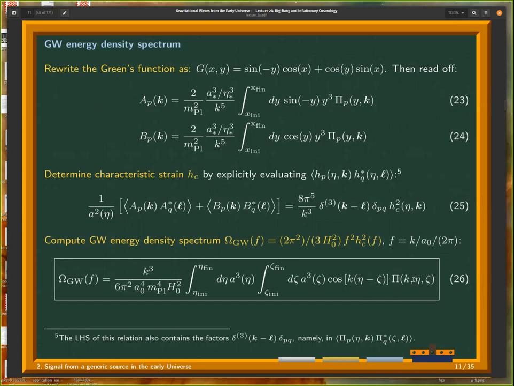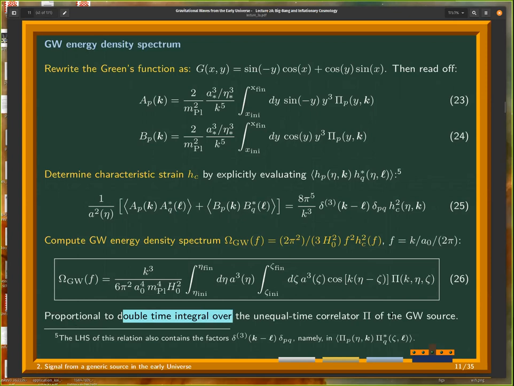And now we see why we had to work with two different times, because there's one time variable coming from this integral, so one A factor here, and another time variable coming from this integral, which derives from this factor here, and then the same for the second piece, which depends on the functions B. All right, so the upshot of this little exercise is that the gravitational wave spectrum is proportional to the double time integral over the unequal time correlator of the source. This is the general result, and now I can go ahead and in explicit applications, I can specify this thing here and calculate the gravitational wave spectrum.